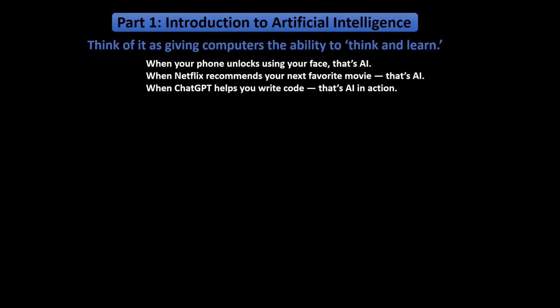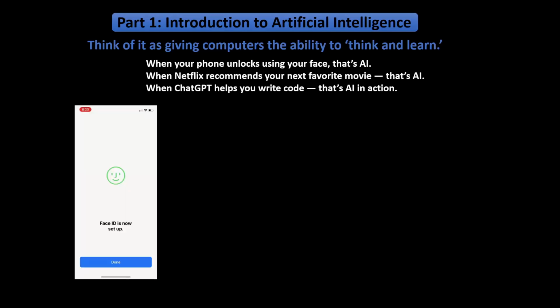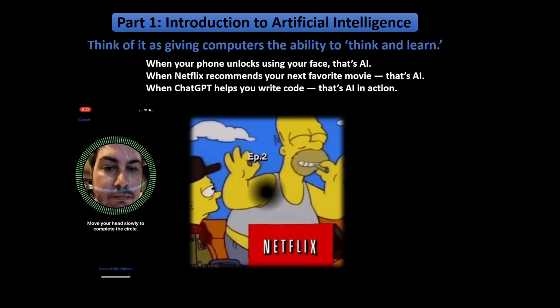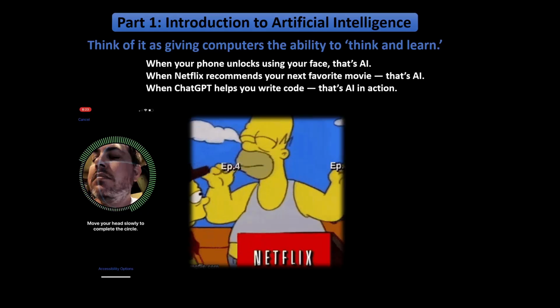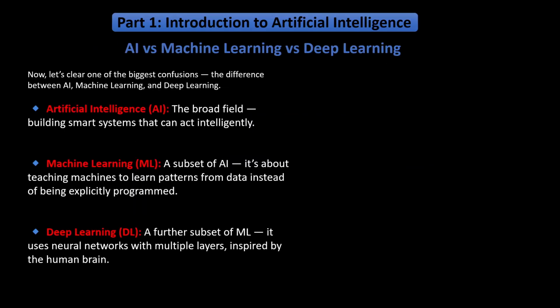When your phone unlocks using your face, that is AI. When Netflix recommends your next favorite movie, that is AI. When ChatGPT helps you write code, that is AI in action. So AI is used everywhere. Now let's understand AI versus machine learning versus deep learning, because this is the biggest confusion for beginners. So we have to cover this difference first.